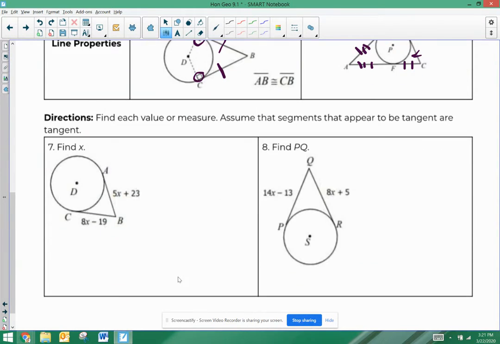All right. Find each value or measure. Assume that the segments that appear to be tangent are tangent. All right, we would know that they're tangent if we had a right angle marking there, but alas. 8x minus 19 equals 5x plus 23. So 3x equals 42.